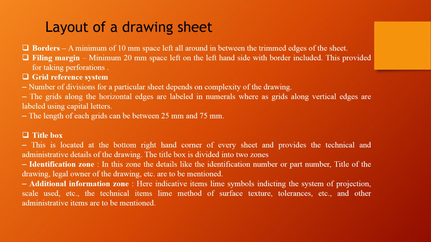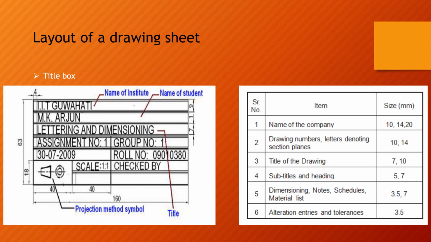Additional information zone. Here, identification items, like the symbol indicating the system of projection, scale used, etc. The technical items, like method of indicating surface texture, tolerance, etc. And other administrative items are to be mentioned.